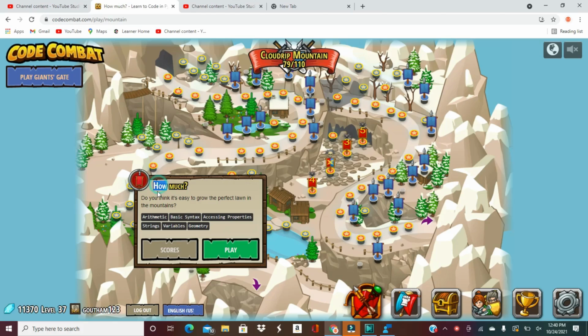And guys, today we will do the level "How Much". So without any further ado, let's get into it. In this level, we're going to use arithmetic, basic syntax and properties, strings, variables, and geometry. So yeah, without any further ado, let's get into it.